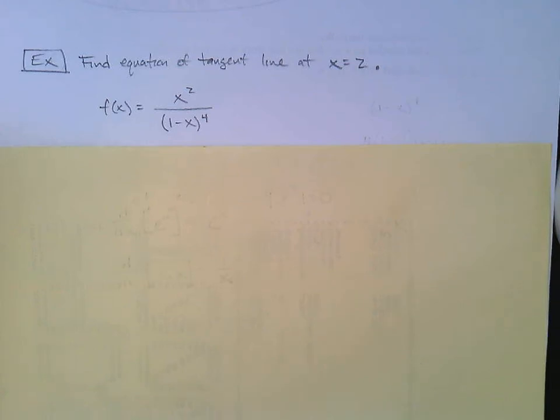Find the equation of the tangent line at x equals 2. f of x equals x squared over 1 minus x to the 4th.